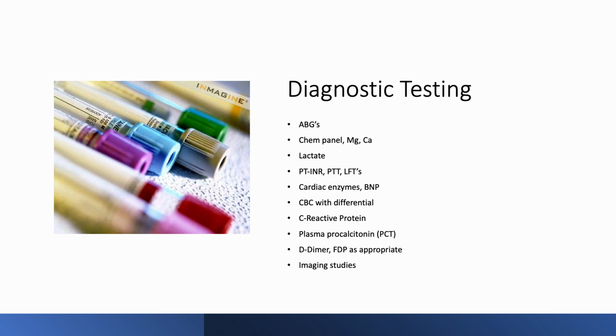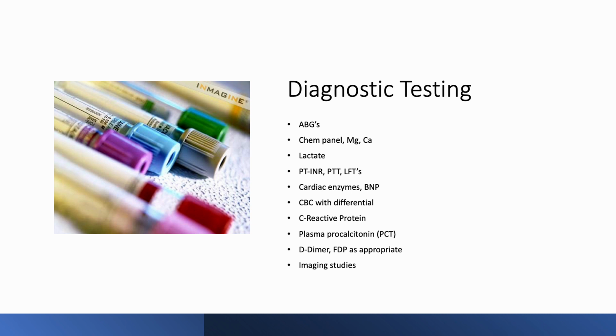Diagnostic testing includes arterial blood gases to assess oxygenation, ventilation, and acid base balance. You want to get a chem panel with magnesium and calcium to monitor electrolytes and kidney function, and a lactate to check for elevated levels, because this could indicate tissue hypoxia and the severity of the shock. You want to send some coagulation tests like your PT-INR and PTT to assess for coagulation abnormalities and the patient's risk for DIC.